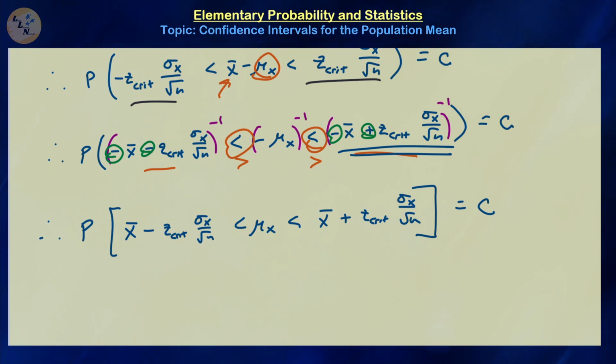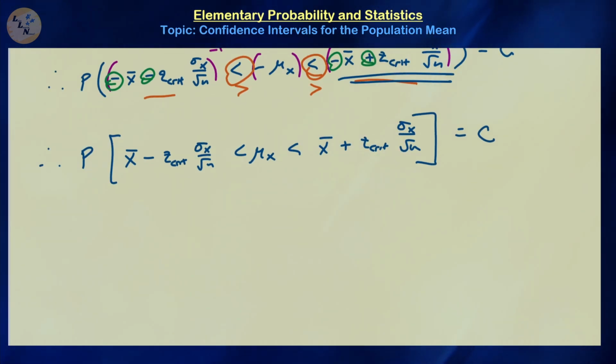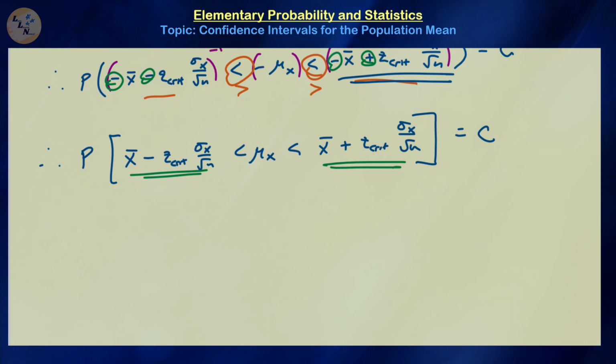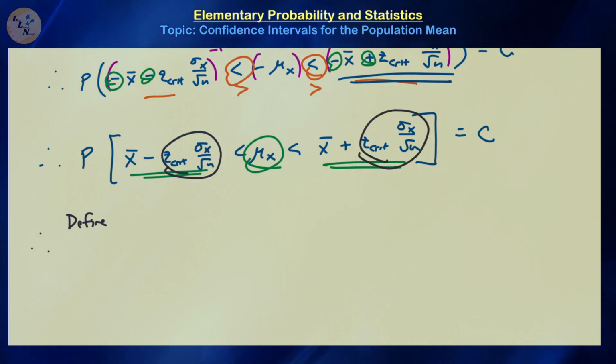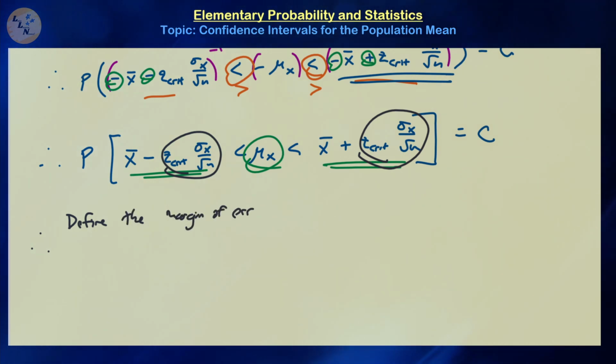So, what exactly do we have here? Notice that we have almost a symmetric relationship on these boundary sides of mu x. So let's define this object here, because this looks like our margin of error, or at least a good choice for a margin of error. Define the margin of error, let's call it epsilon, to be equal to this z critical value times sigma x over the square root of n.